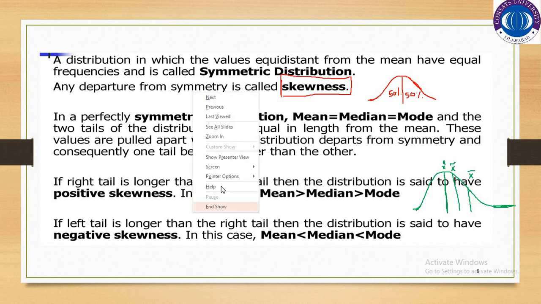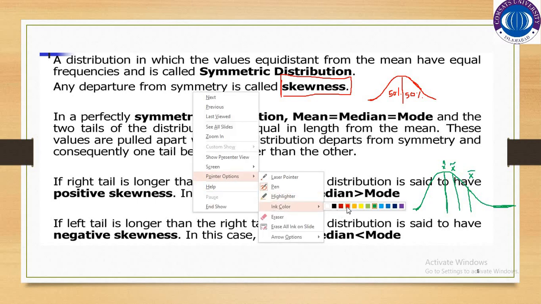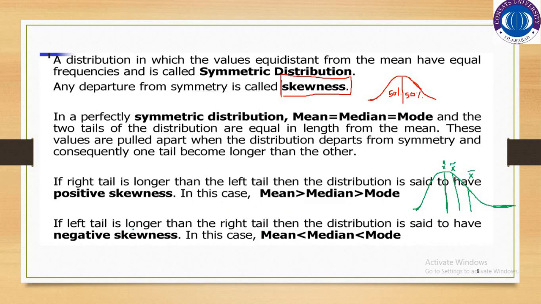In the case of negatively skewed, what will we have? In the case of negatively skewed, the left tail is longer than the right tail. So the shape of the distribution would be somehow like this. This would be the mode. We will have the longer tail here, and we will have the median at this side, and then we will have the mean.